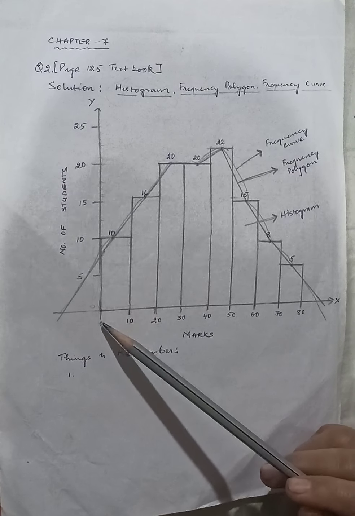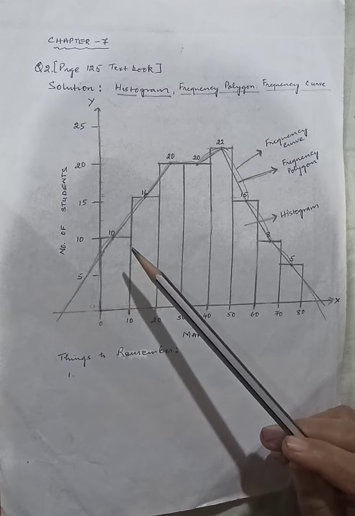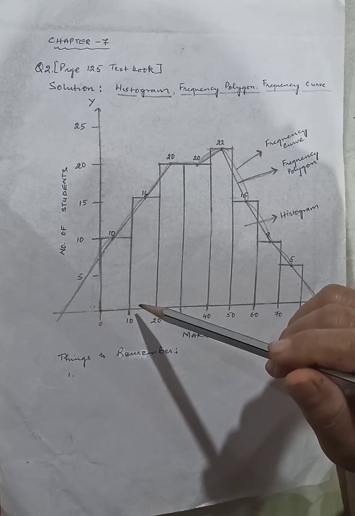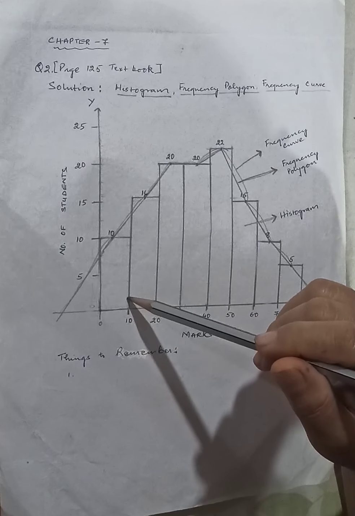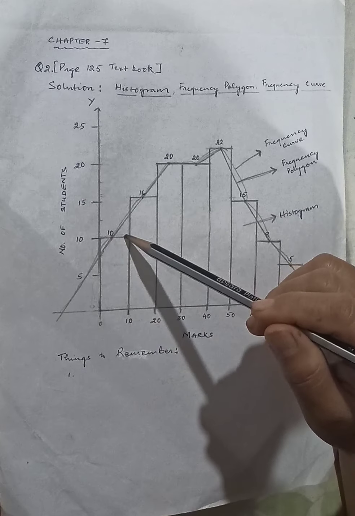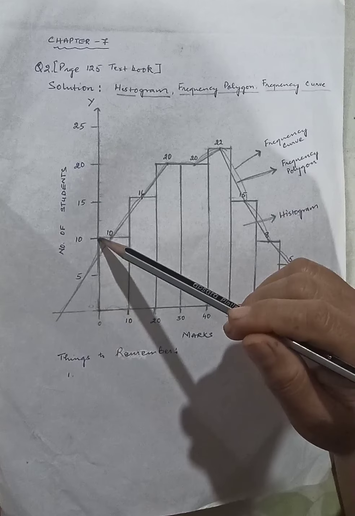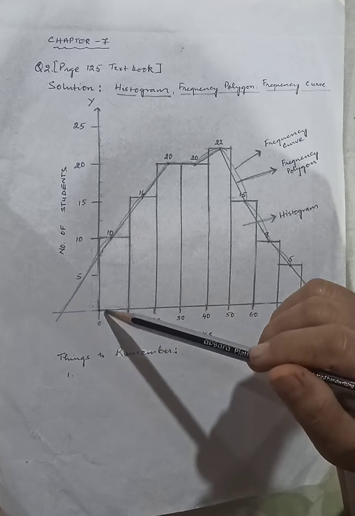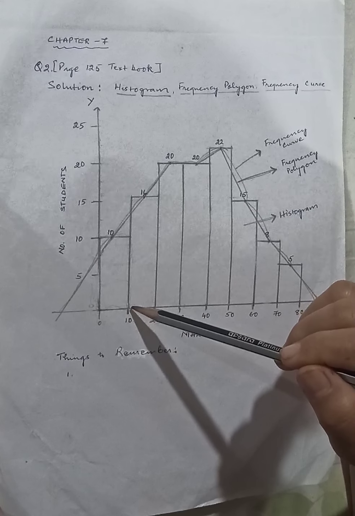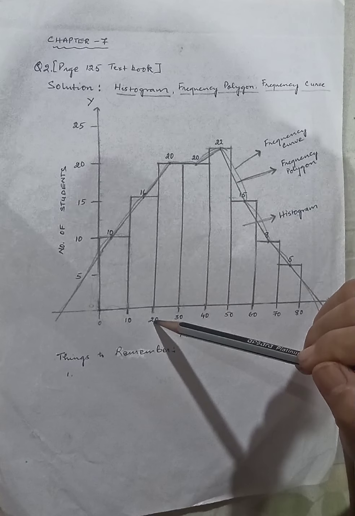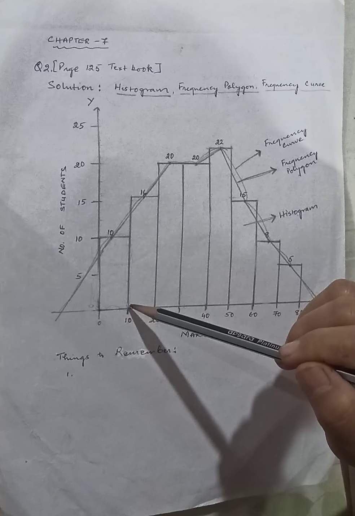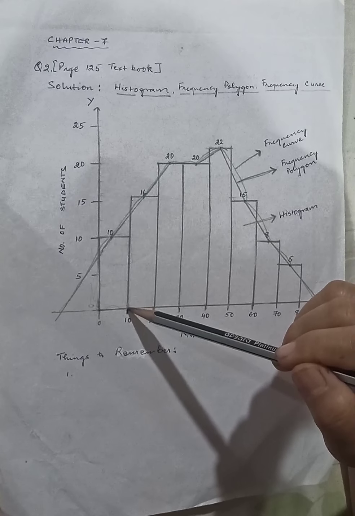So how do we do it? For 0 to 10, the frequency is 10. Based on the OX axis and OY axis, we draw a line with the help of a scale, and the frequency is 10. So here we are drawing a rectangle based on the OX axis and OY axis. So we got one rectangle here. And then the next class interval, 10 to 20. How do we do it? We rely on the first class interval.